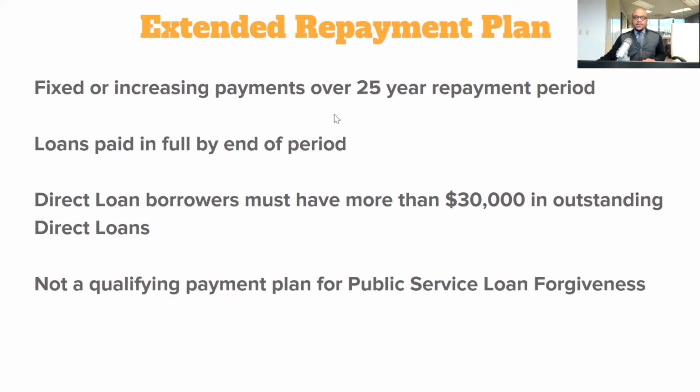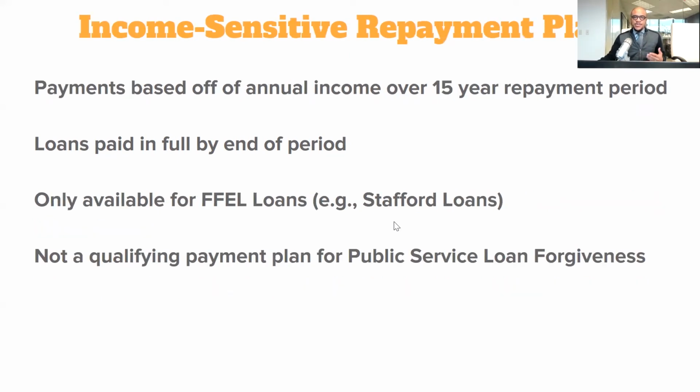And there's one more plan we'll discuss that also is ineligible but has some similarities to the last two that we discussed, and that's the income sensitive repayment plan. Now, income sensitive repayment plan is similar to the last two loans that we discussed in that it's not a fixed plan per se. You can have these payments based off of your annual income over a 15-year repayment period if you're paying your loans back under an income sensitive repayment plan.